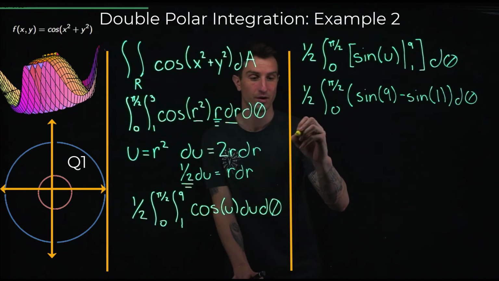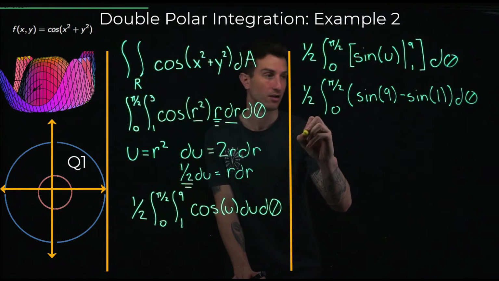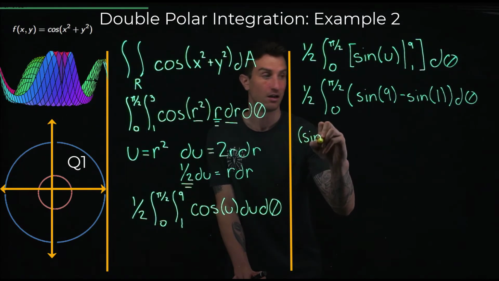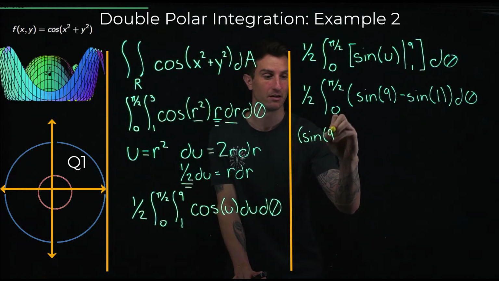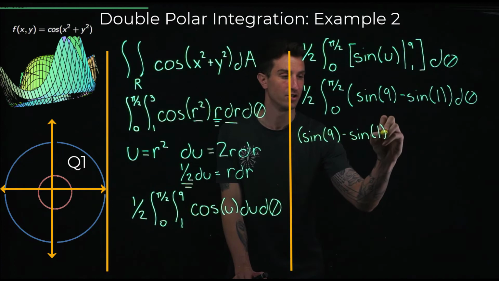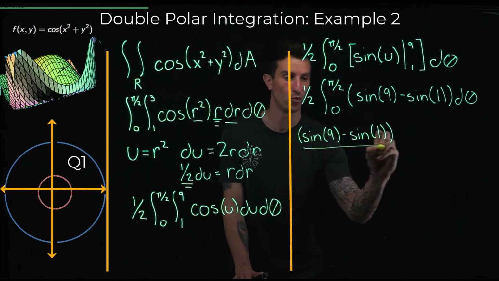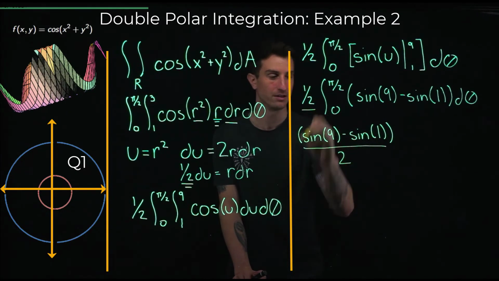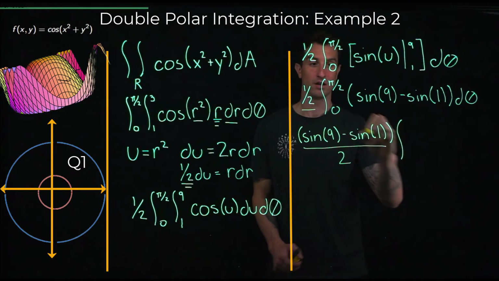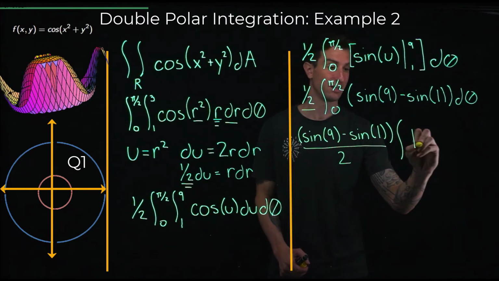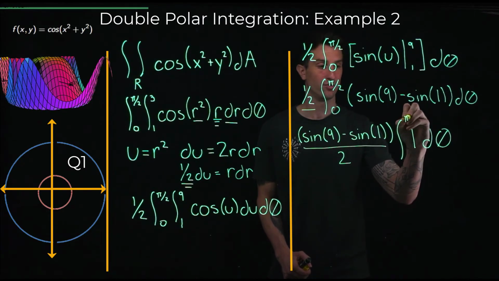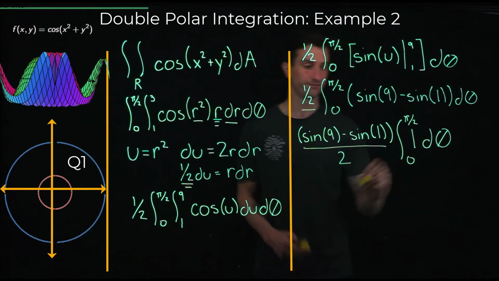So we end up with, this is going to be a little bit ugly to write. We'll write it out as such. So we have sine of 9 minus sine of 1. This is a giant constant here, over 2 from the 1/2, right, previously. And now it's the integral of just, well, what's left over? Just 1 d theta, right? And we're still between pi over 2 and 0.